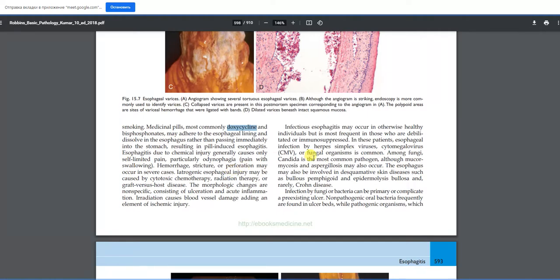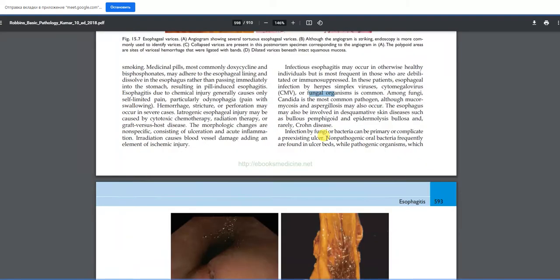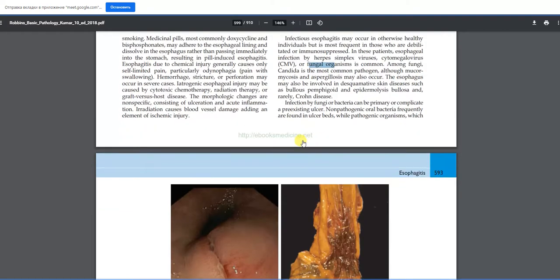Infectious inflammation might be caused by herpes simplex, cytomegalovirus, and fungal organisms, which very commonly cause it. The esophagus can also be involved in desquamative skin diseases like bullous pemphigoid. In dermatology we discuss it. So infections might be caused by fungi, bacteria, or viruses.